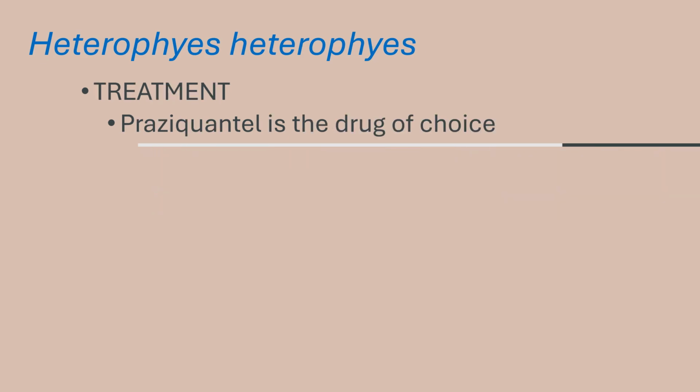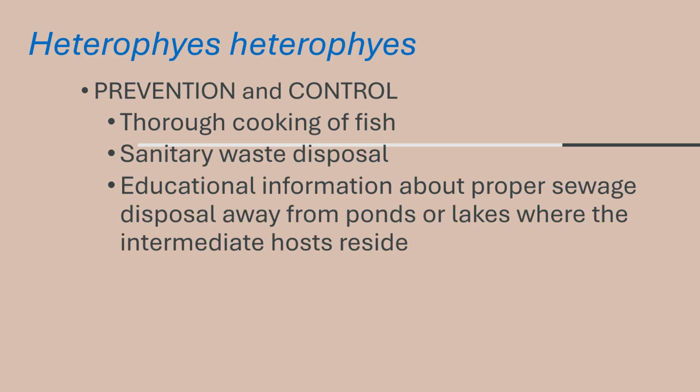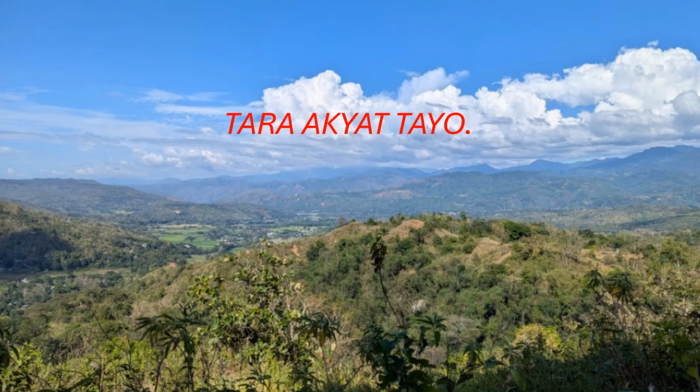As for the treatment, praziquantel is still the drug of choice for Heterophyes infection. For prevention and control: thoroughly cook fish, or do not eat uncooked fish. Practice sanitary waste disposal, with educational information about proper sewage disposal away from ponds or lakes where intermediate hosts reside.